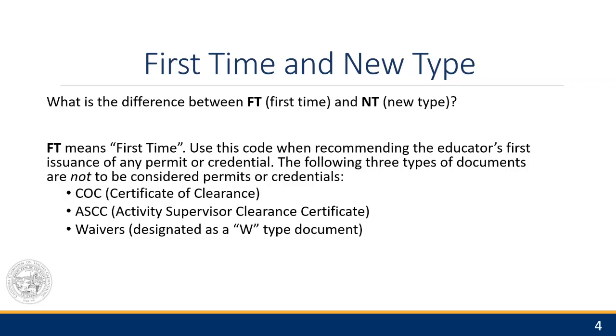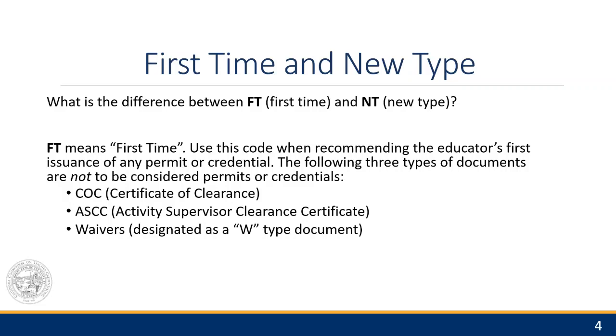FT stands for first time. So that's the code that you're going to select when you're recommending for the educator's first issuance of any permit or credential, with the exception of the three listed here: the certificate of clearance, activity supervisor clearance certificate, and any waiver, which shows up as a W when you're looking at their documents. If they have any of these previously, these don't count as any sort of permit or credential. So therefore, the one that you are recommending for is going to be a first time.